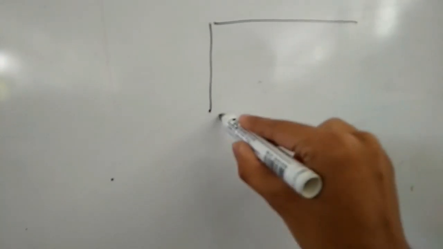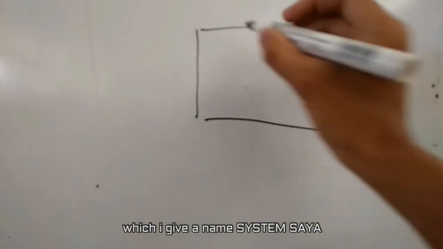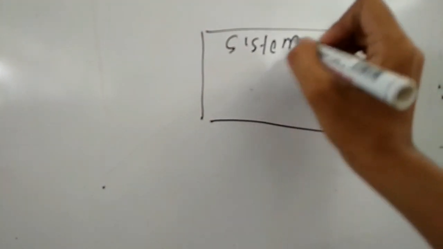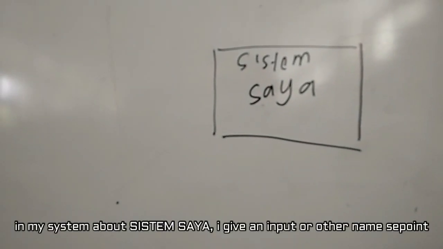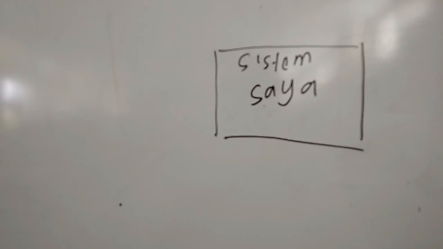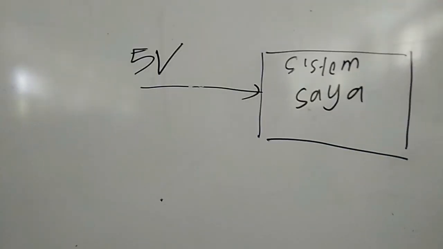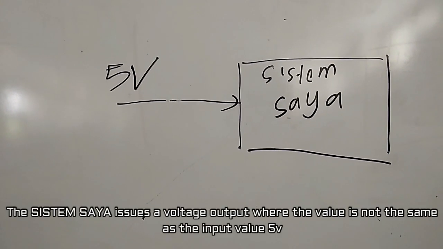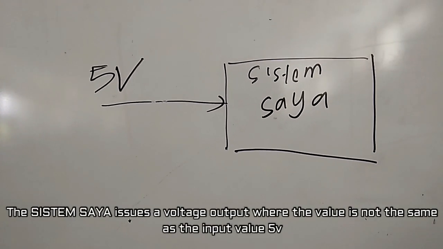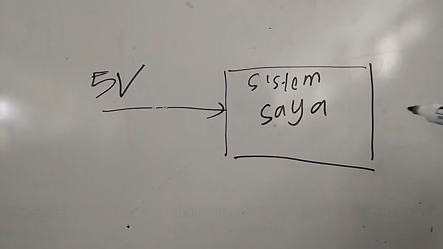I have a system, which I give the name "system saya". In my system saya, I give an input, or another name, set point, for example 5 volts. After being given a set point of 5 volts, the system saya issues a voltage output where the value is not the same as the input value of 5 volts.